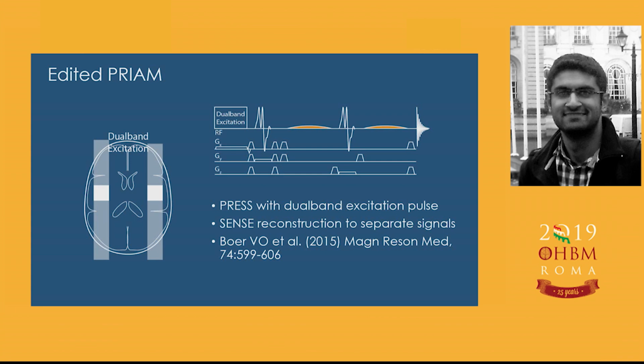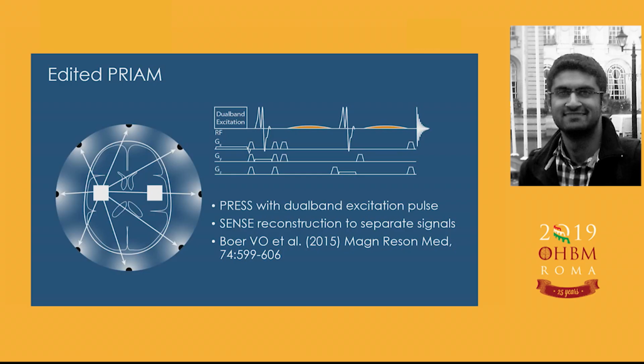And if you include editing pulses, you can now perform MEGA-PRIME editing, or if you include dual lobe, you can perform HERMES-PRIME. And you can use SENSE reconstruction to separate the signals, so you can just separate those 2 voxels of interest.